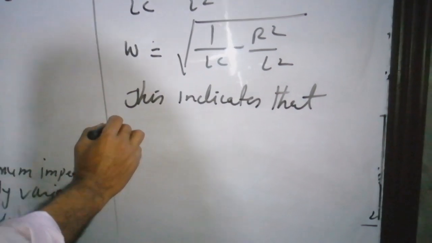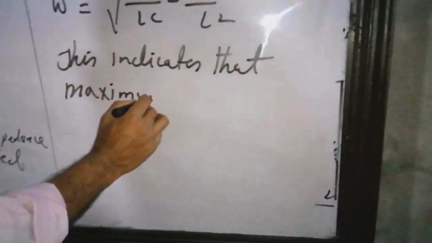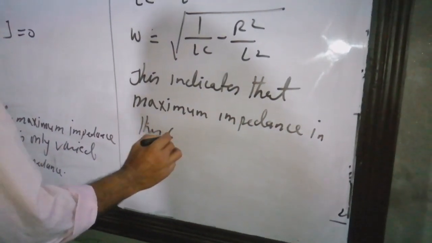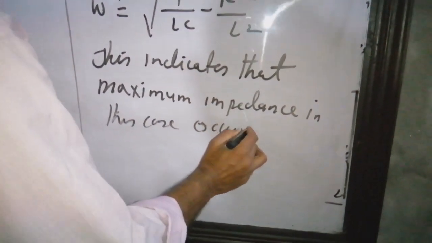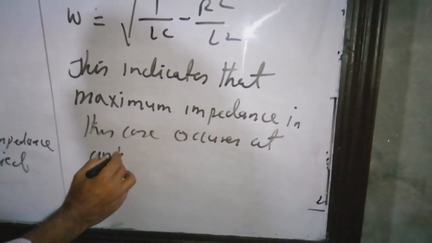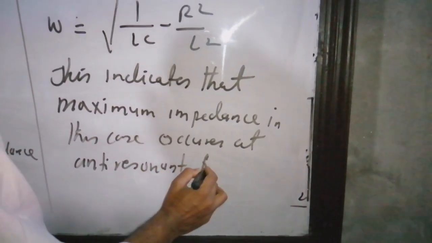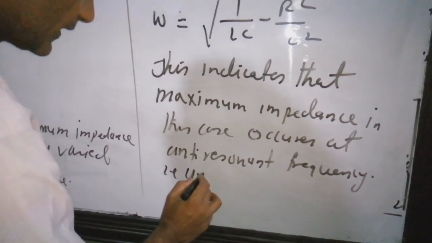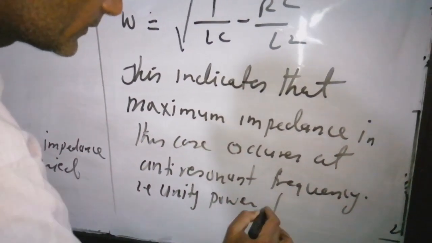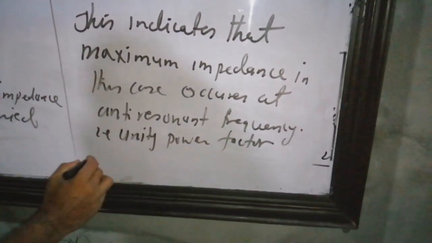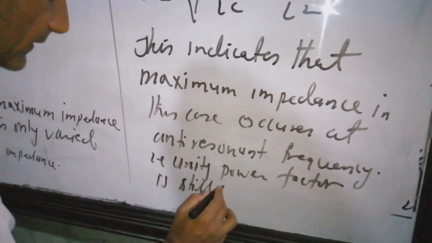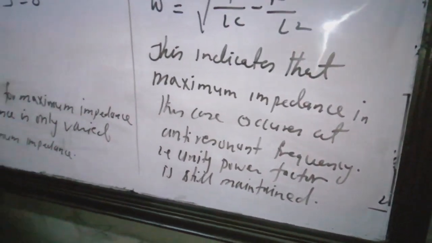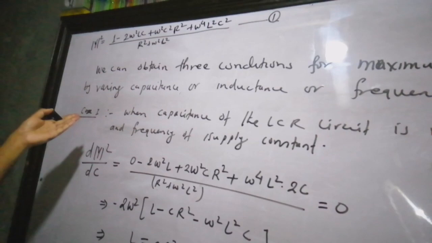This indicates that the maximum impedance in this case occurs at the antiresonant frequency, that is, unity power factor is still maintained. Okay, and so this was the one situation where we got the condition for the maximum impedance.